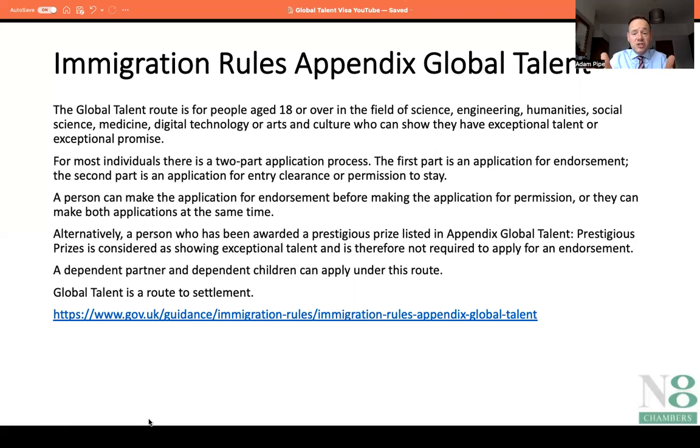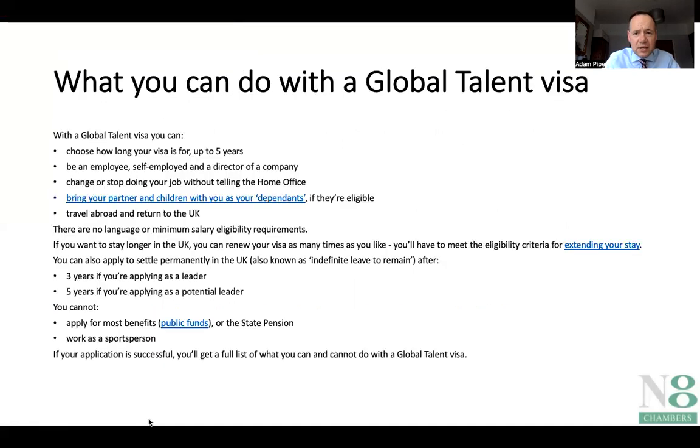If you've got a prestigious prize, as listed in Appendix Global Talent Prestigious Prizes, you're considered to have shown exceptional talent, and you don't have to apply for an endorsement, and you only have to apply for entry clearance or permission to stay. But those prizes are world-leading prizes, like getting an Oscar if you're talking about film and TV. So they're really high-caliber prizes, but do have a look to see if you or your client has one of those prestigious prizes. Dependents can apply under this route, and it is a route to settlement.